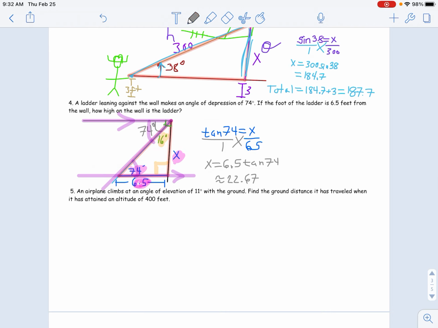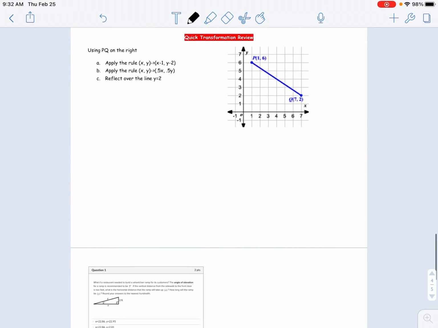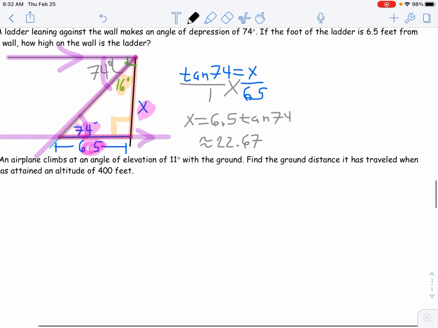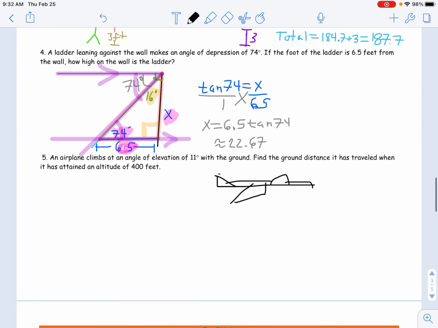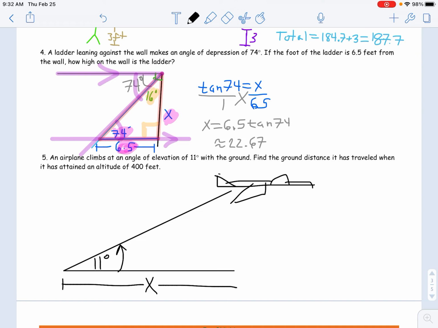And then last problem right here, we got an airplane. Last problem for this video, we still got a whole nother thing. We got this cool airplane. That's as good as my airplane's gonna look. All right, it climbs at an angle of elevation of 11 degrees. All right, find the ground distance it has traveled. So that's this right here, when it has attained an altitude of 400 feet.